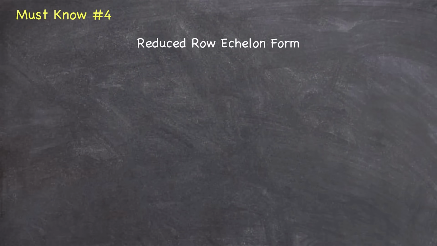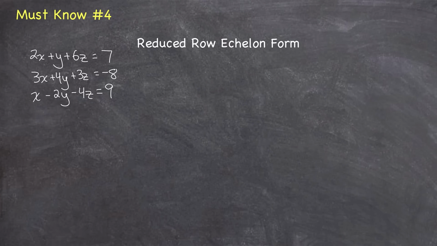Must know number 4, reduced row echelon form. Let's say we had a system of 3 linear equations. I could use an augmented matrix to represent this system. To write the augmented matrix, the first thing I do is create the coefficient matrix, which I do by looking at the coefficients of all the variables in all the equations.